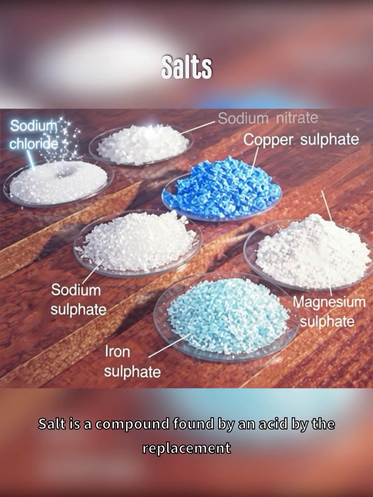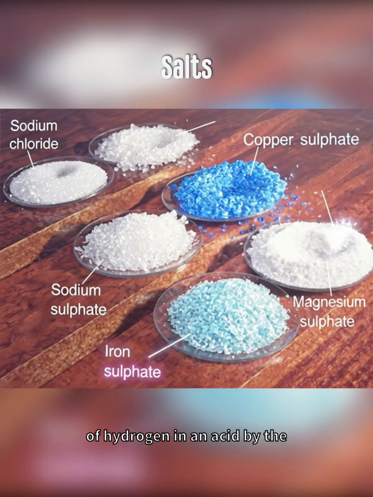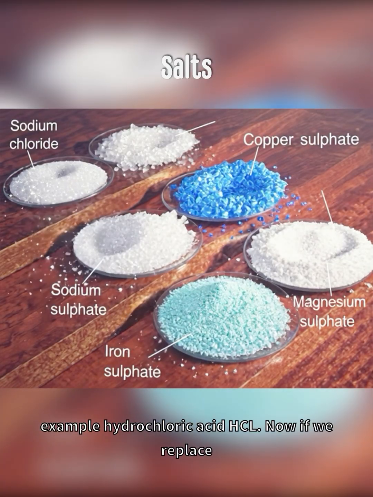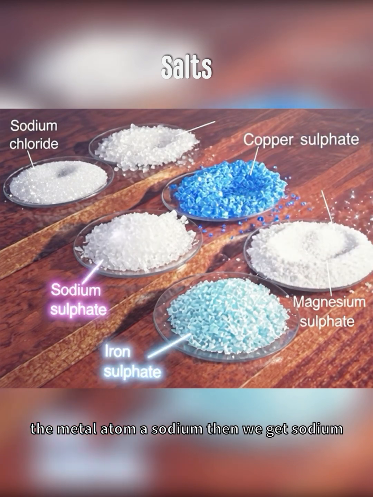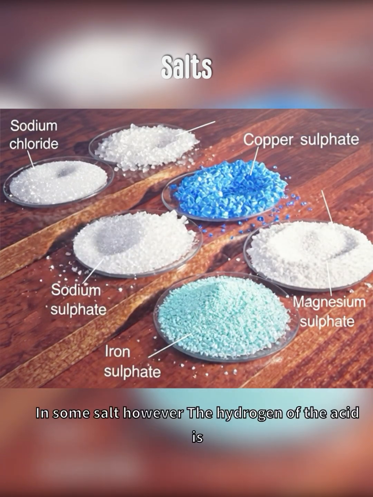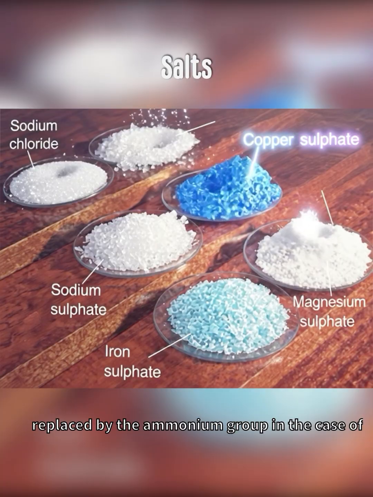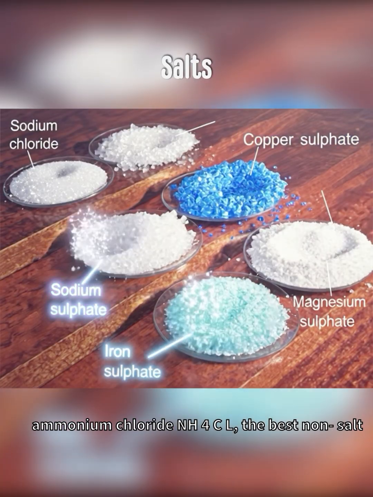A salt is a compound formed from an acid by the replacement of hydrogen in the acid by a metal. For example, hydrochloric acid, HCl. Now, if we replace the hydrogen of this acid by a metal atom, say sodium, then we will get sodium chloride. In some salts, however, the hydrogen of the acid is replaced by the ammonium group, as in the case of ammonium chloride, NH4Cl.